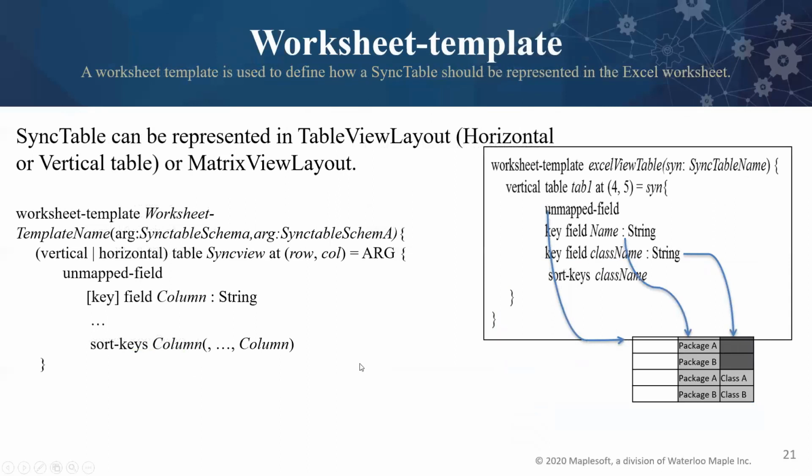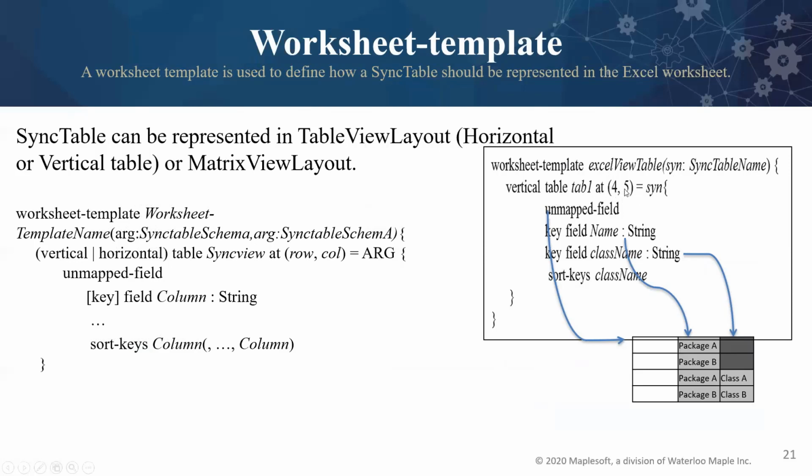And once we do this link, the next option is the worksheet template to control how the information has to be displayed in Excel. So it's for the worksheet. I'm creating a worksheet template, with a user defined name for the schema. I want to show a vertical table, tab 1. So all this will be added as a named range when we launch MapleMBC at 4,5.